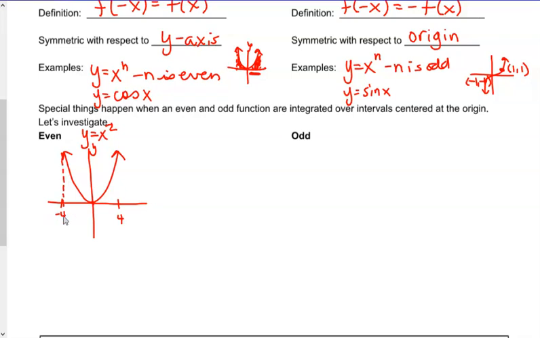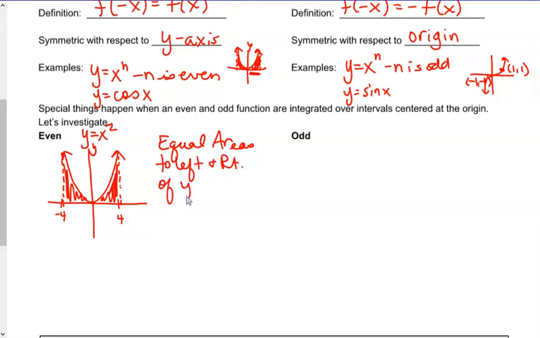If I look at the area on each side, then when we bound it using integration with the x-axis, those are the areas that we are looking for. What we can observe is that we have equal areas to the left and right of the y-axis. If I look at cosine, that's an even function, then the graph of cosine goes up to 1 and down to -1, and so we end up doing something like this.